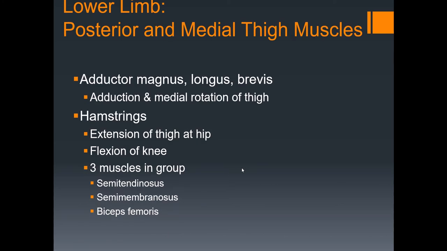We can also look medially in the thigh. We're looking at the adductor group, the adductor magnus, longus, and brevis. They're going to cause adduction and medial rotation of the thigh, hence adductor group. And then the hamstrings, which are the flexors for the knee. They also extend the thigh at the hip. There are 3 muscles in this group: the semitendinosus, the semimembranosus, and the biceps femoris. Again, 3 muscles, but they belong to a common muscle group.